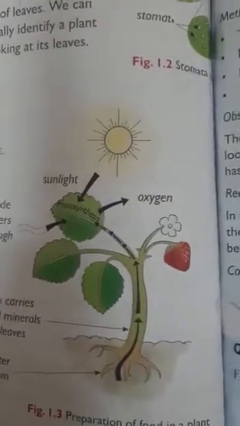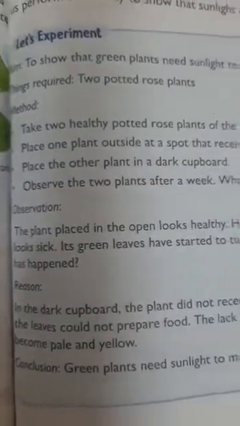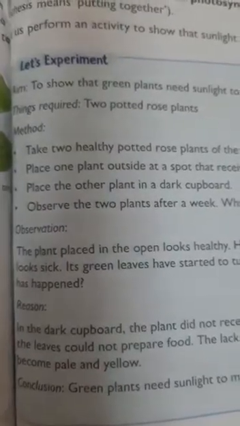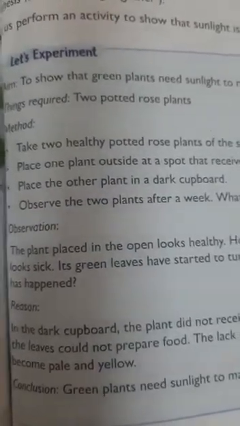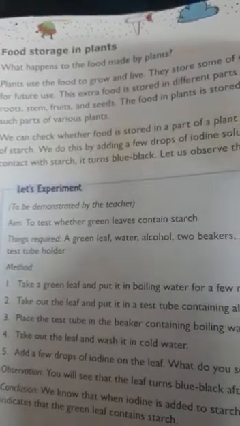And in one experiment also, we have seen two potted plants. When we keep them in the sunlight, they will be fresh and green, and when we keep them in a dark room, they become dull and pale yellow. Okay, so in today's video we'll see food storage in plants. Okay children, so let's start our lesson today.